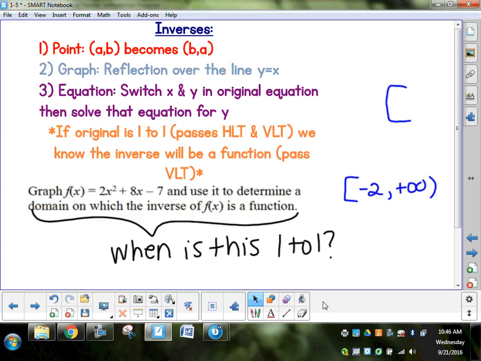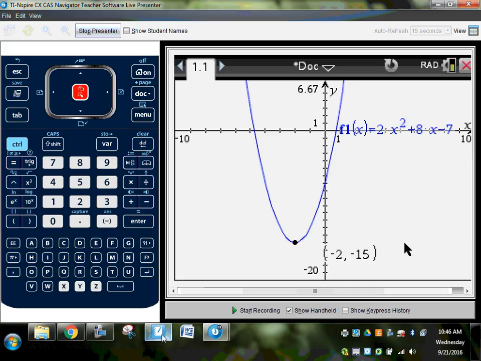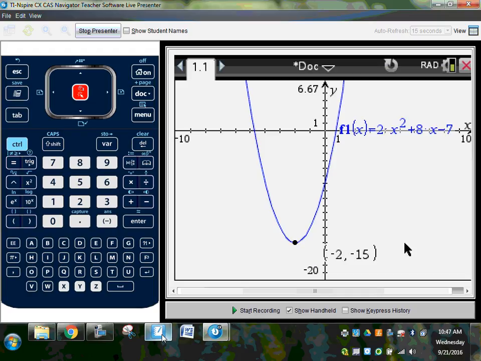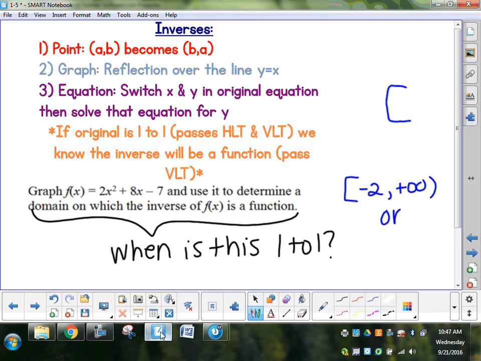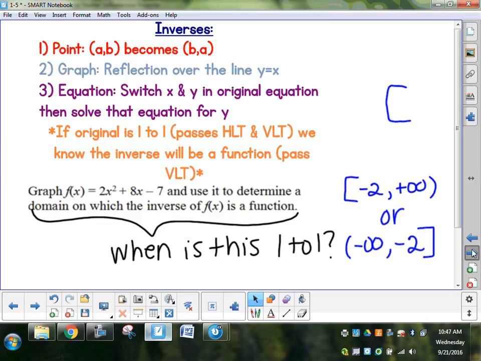So make sure that I know whether it's definitely a bracket or parentheses. Don't waffle on it. If I go from -2 to the right, that's going to be a one-to-one function. Or, what's the other viable option that I could restrict this down to such that it would be a one-to-one function? We've got 3 of you, 4. What do you say? Perfect. Negative infinity to -2 works because that's from here over. That would also be a function. So either one of these works. Questions on that? All right.